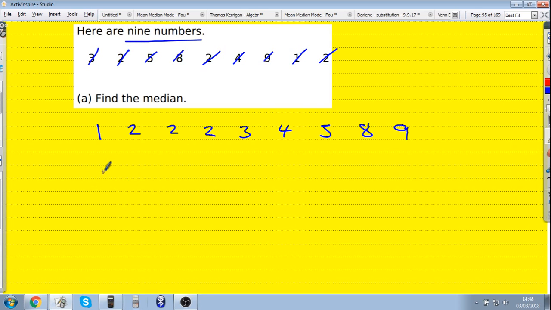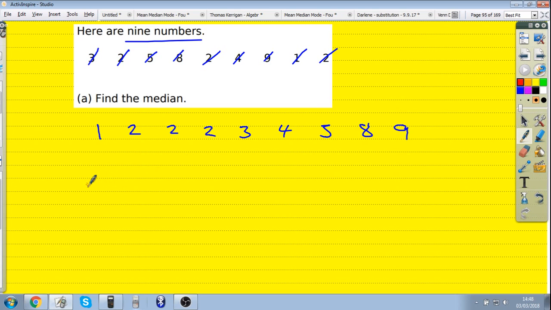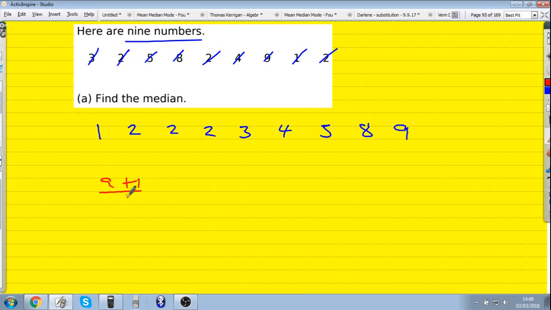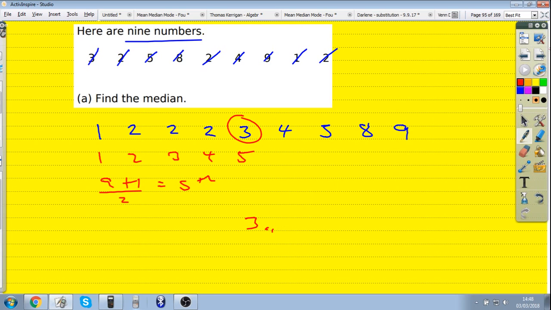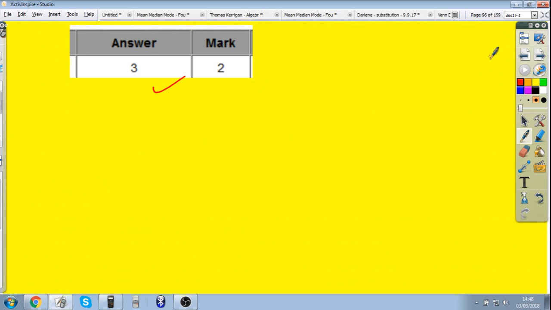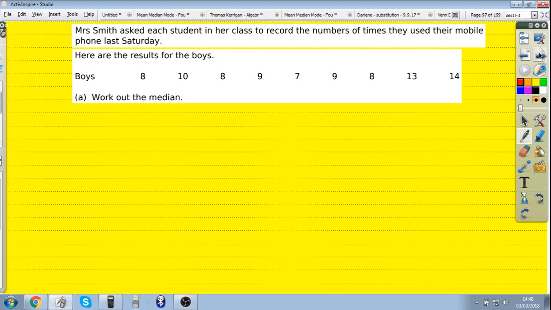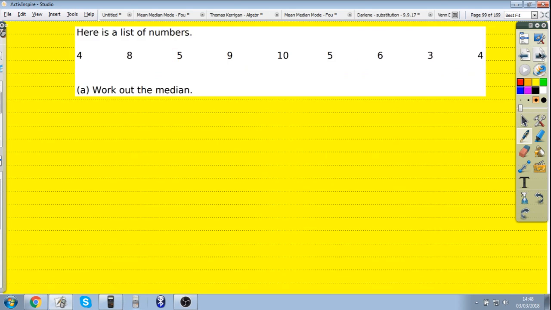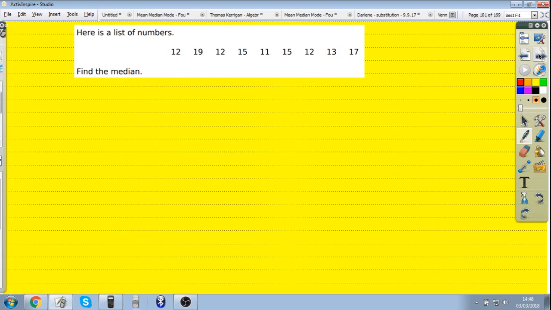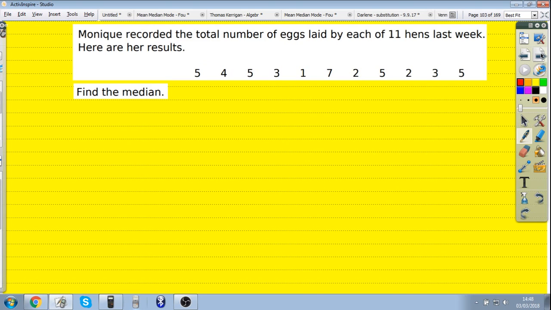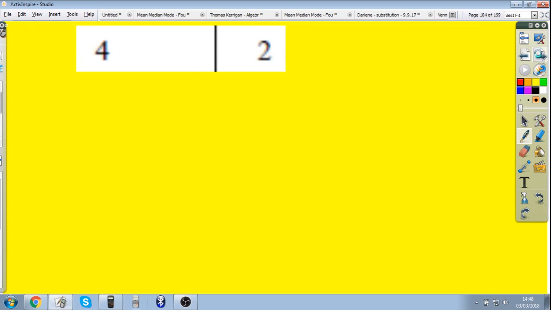So is the median 3? Yeah. So the median is 9 plus 1 over 2, which is the 5th one. You just do 1, 2, 3, 4, 5. So the median's 3. Okay, so this one, bigger numbers, same idea. More numbers, same idea. More numbers and bigger, same idea. Now you've got 11 numbers, same idea.